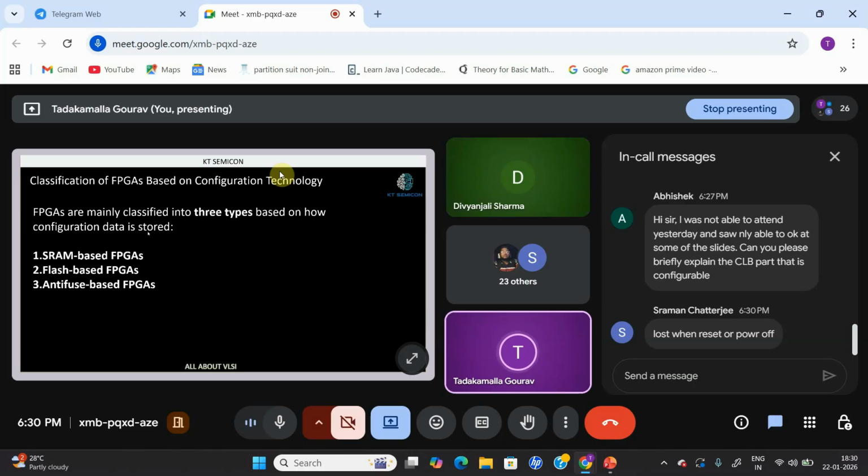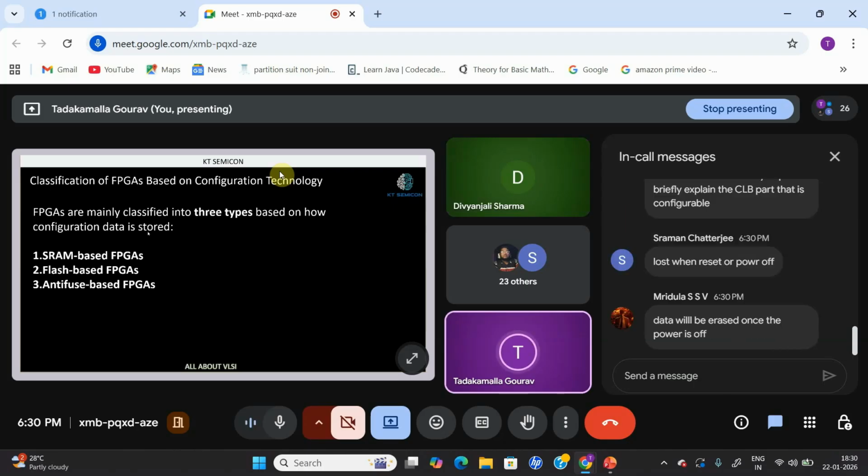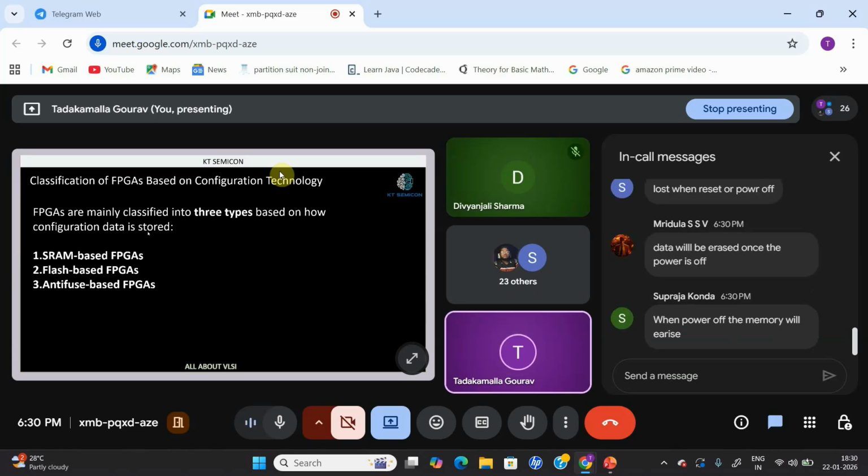Lost when reset or power off. Okay, any other answers? Data will be erased once power is off. Exactly. So basically, whatever data you have stored inside that particular hardware, when the power is turned off, that data will be erased. And when you turn it on again, the data which you have stored will be gone. That is nothing but your volatile memory.